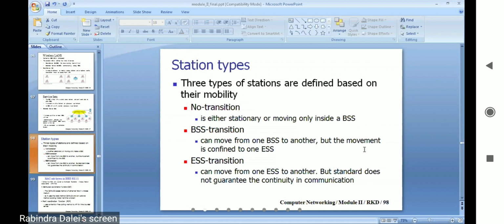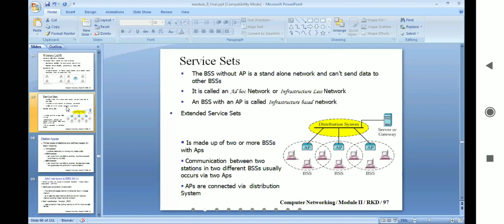That means one BSS to another BSS, and all these BSS are defined in a single ESS. You can see here, this is one ESS. From one BSS to another BSS, you can communicate through the distributed system, and the distributed system is connected to the server. So this is called BSS transition, which means one BSS can communicate to the other BSS. Inside the same BSS only you can communicate, that is no transition. That means outside you cannot communicate to the other BSS.